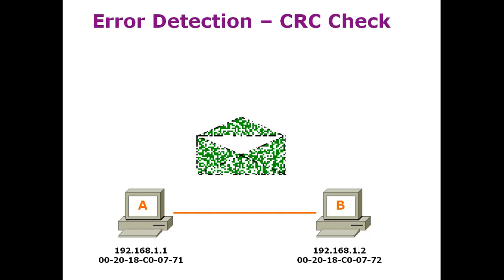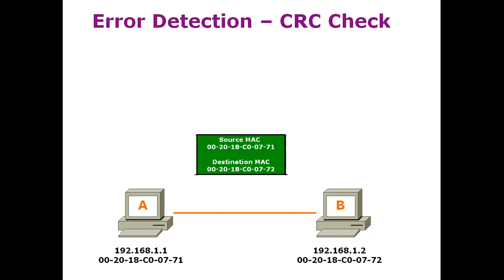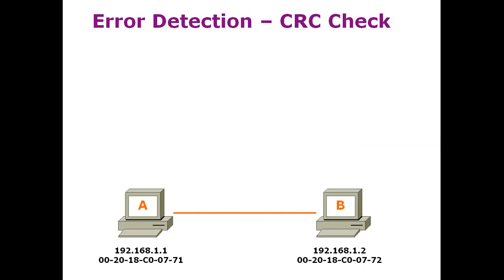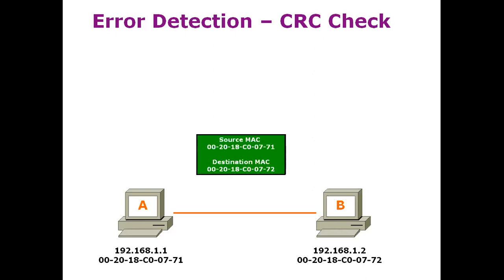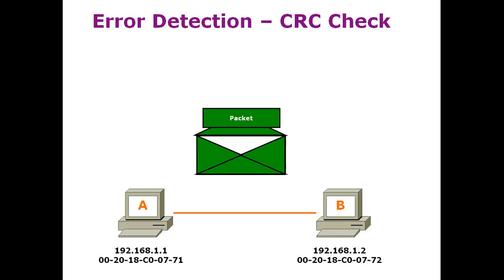Now again, when system A is sending the data, it will add source and destination MAC address. But before sending the data, it will run the CRC algorithm here for security reasons. After receiving the data, system B will also run the CRC algorithm. Now in the final stage, system B does not detect any error here. So this will happen on the data link layer.